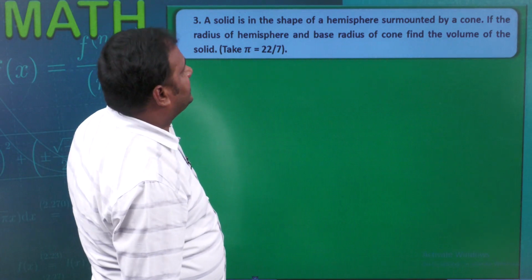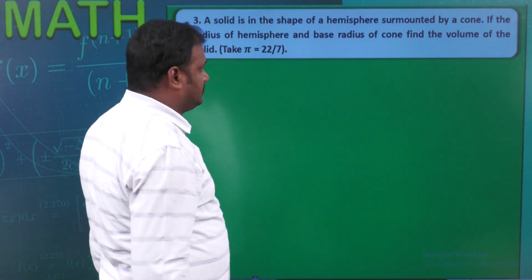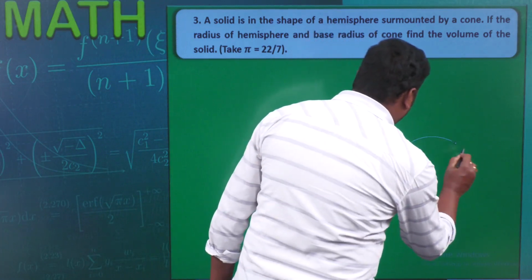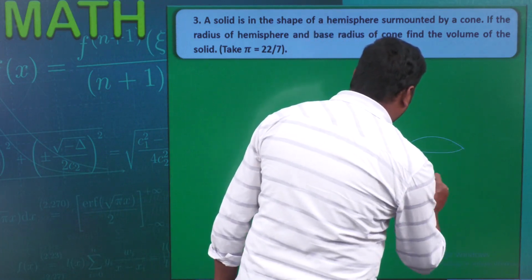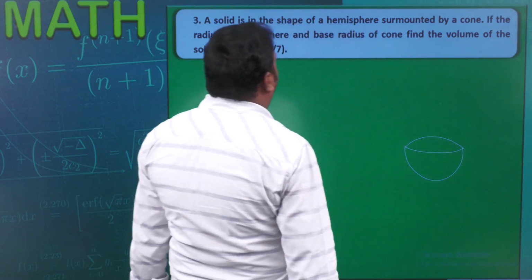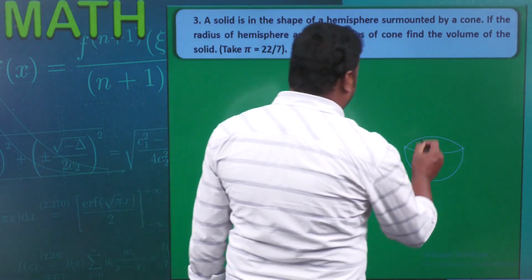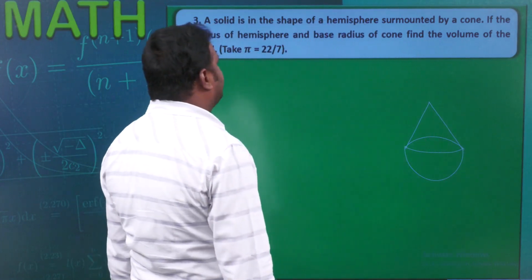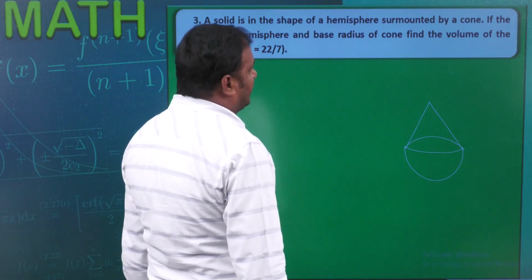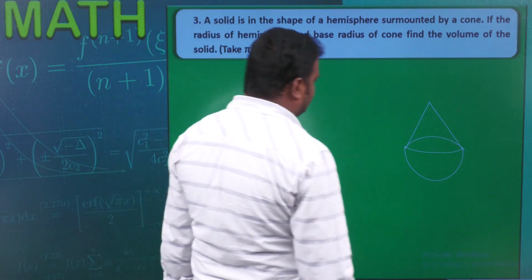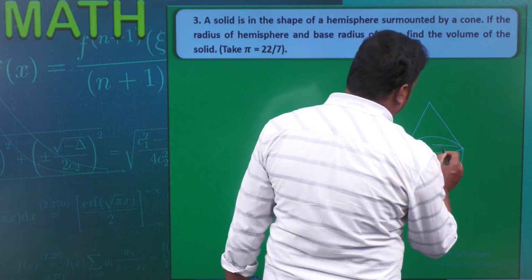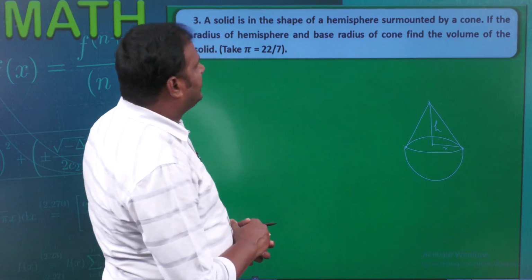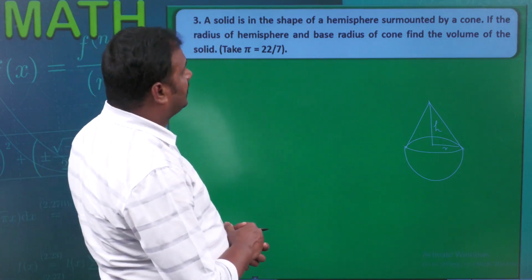A solid is in the shape of a hemisphere surmounted by a cone. Just similar to the problem we discussed. A solid is in the shape of a hemisphere. This is a hemisphere. Hemisphere surmounted by a cone. So for example, this is a cone. Right. Cone. If the radius of the hemisphere and base radius of the cone are equal, find the volume of the solid. So if these two are equal, this is radius and this is the height. If both are equal, then find out the total volume of the solid.